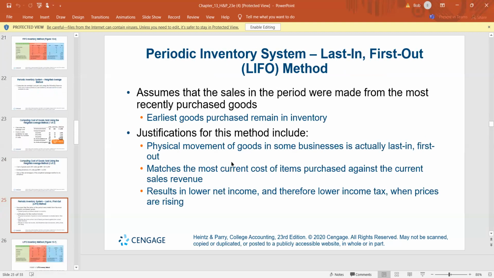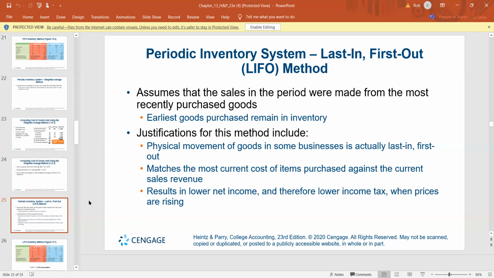Let's talk about another method that's going to make you think a little bit, called LIFO. LIFO, last in, first out. Here, we pretend that we sell the newest stuff first. It assumes that the sales in the period were made from the most recently purchased goods, and the earliest goods will remain in the inventory until we go that far back. And there are some justifications for this. The physical movement is actually last out in some cases. Current costs give you a better measurement of your income.